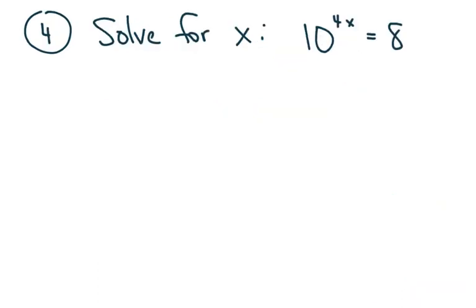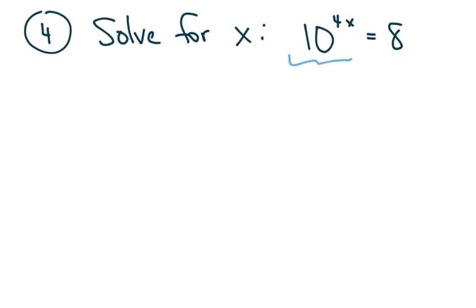In order to solve 10 to the 4x equals 8 for x, there's the quick, cheap, and easy way, and then there's the long way. And I can show you both. The quick, cheap, and easy way is to actually use your graphing calculator to help you.